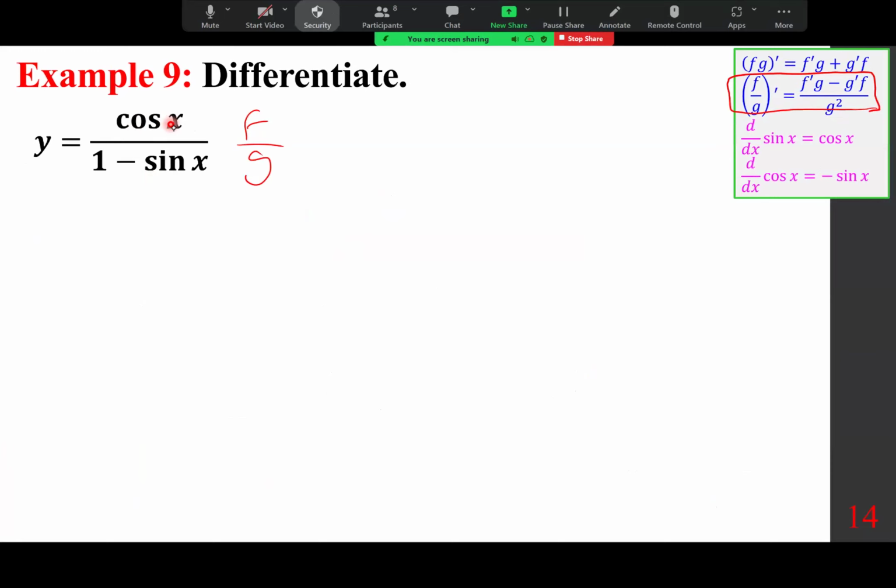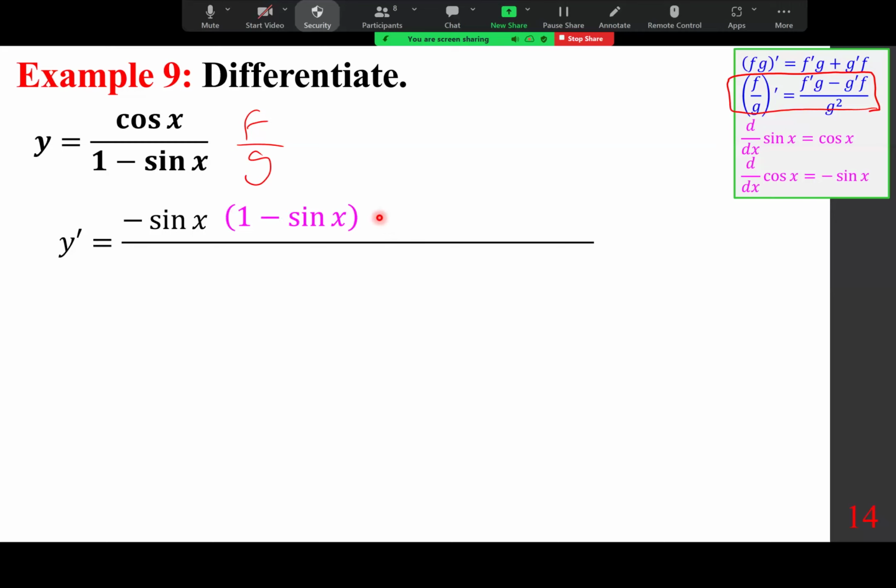So we need f prime g. So we need the derivative of cosine, you know, it's negative sine, times g, that means just write the denominator next to it, times 1 minus sine x, minus g prime; this is a constant and 0, minus sine x, the derivative is minus cosine x. So minus is this sine, and then this gives you minus cosine x, and then now the top sits next to it, means times cosine x, and you just write the bottom squared.